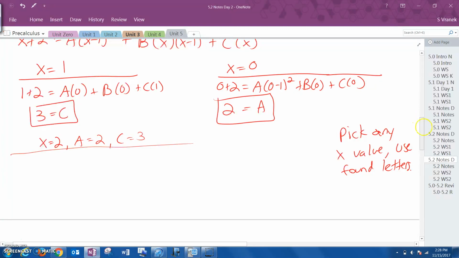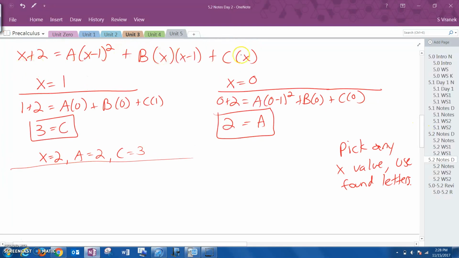So now when I do this, I plug all that information into this top equation here. When x equals 2, I get 2 plus 2 equals a, which is 2, times 2 minus 1 squared, plus b, which we're looking for, times 2 minus 1, plus c, which we have is 3, times 2. So that's my equation. Now notice how there's only a letter b in there.